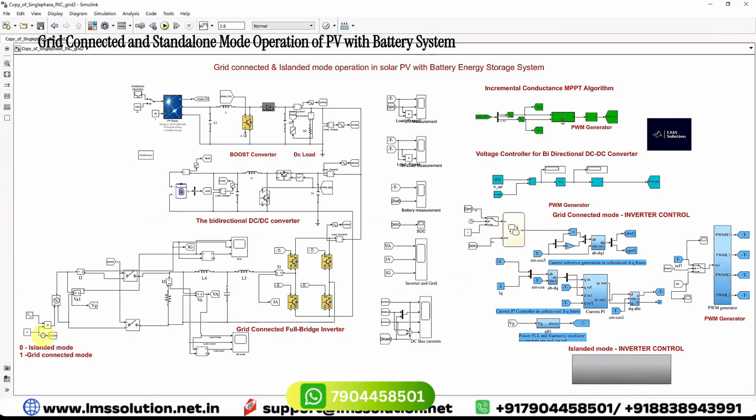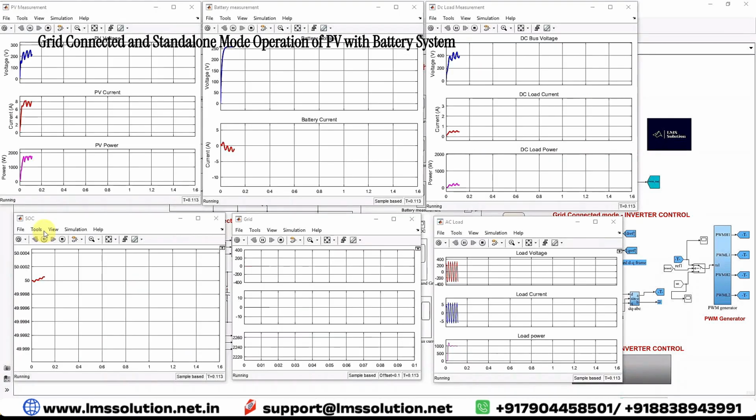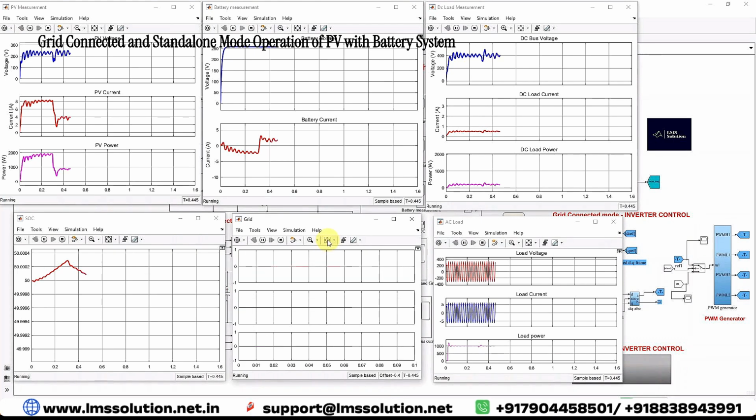Now I'm going to operate the model in island operation. That means the grid is disconnected from the system. So I'm going to simulate this model. The system operates in islanded mode. That's why you can see that the grid voltage is 0 and grid current is 0. There is no power from the grid because it's operating in standalone condition.